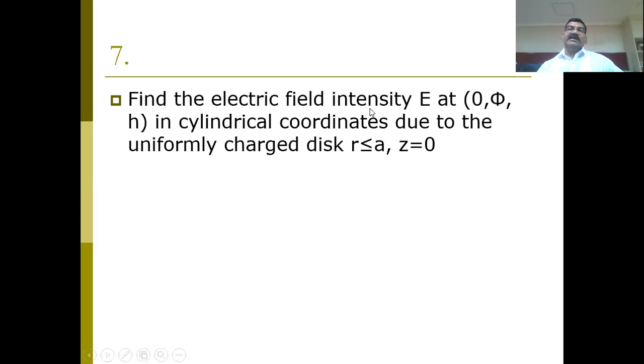So you have to find the electric field intensity E at (0, phi, h) in cylindrical coordinates, due to the uniformly charged disk. It is at r equals a and z equals 0. Again, it is similar to the previous one. You have to refer to the derivation and use it accordingly. Okay, so this is the seventh one. Now we'll go further.